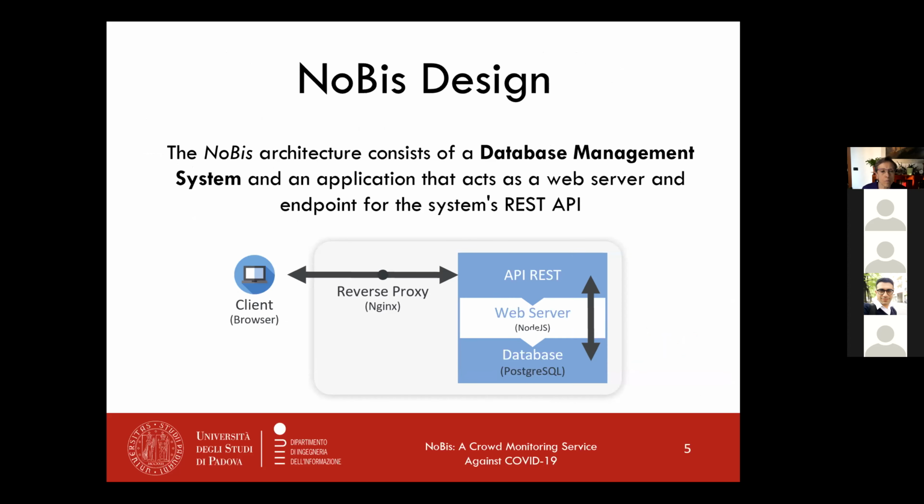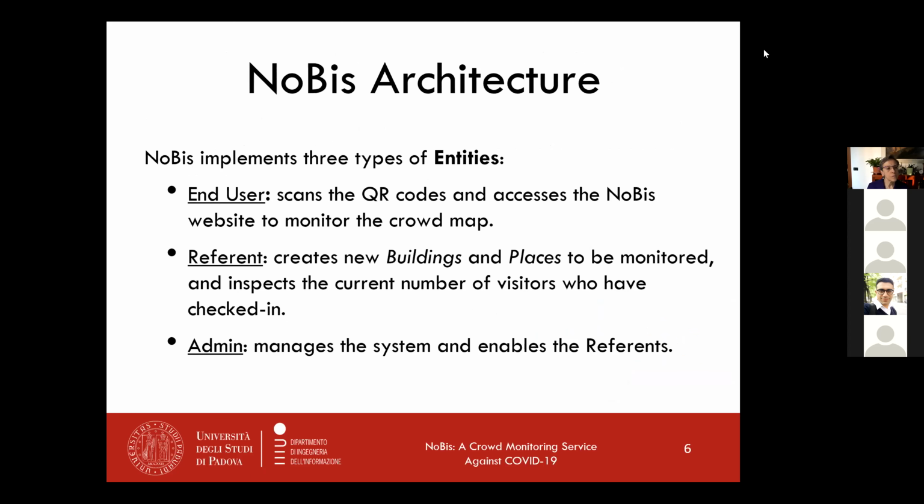So the NoBis architecture consists of a database management system and an application that acts as a web server and endpoint for the system REST API, and implements three different types of entities. The first one is the end user, that is the individual citizen that can access the NoBis website to monitor the crowd map and to see how crowded is the place they want to visit in a while. And once the user is at that place, they can scan the QR code and access the place. And of course, at the exit, as we will see in a while.